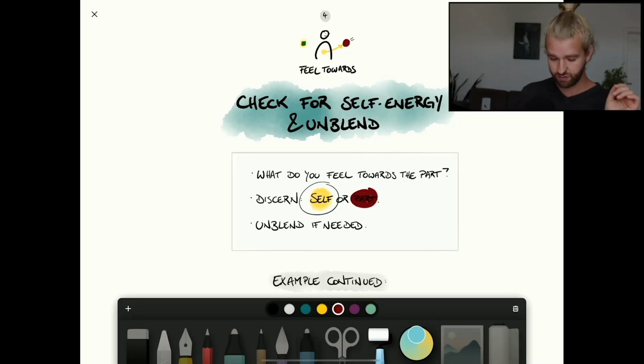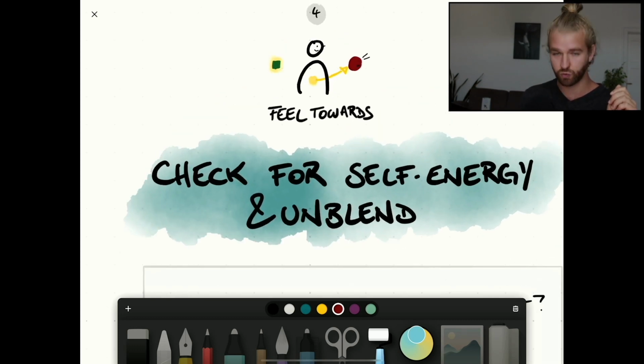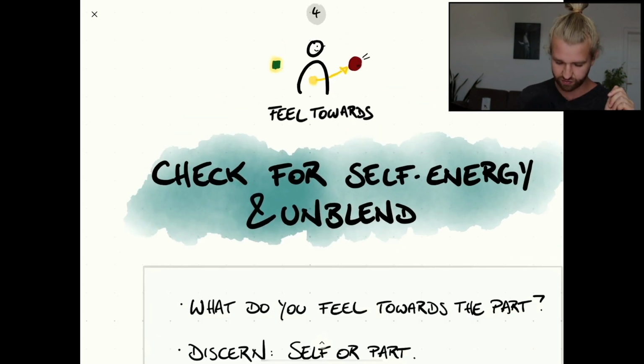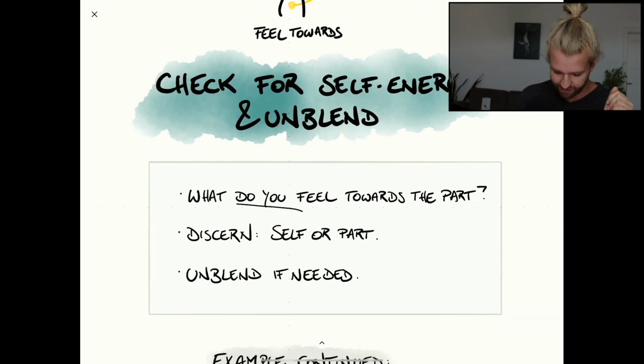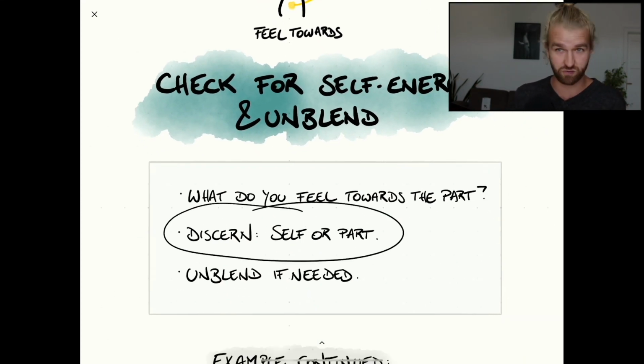And if there is a part, meaning, for instance, answering the question, what do you feel towards that part? And the answer is, I don't like it. I want to get rid of it. In this perspective, the self wouldn't say that. The self wouldn't want to get rid of the part.